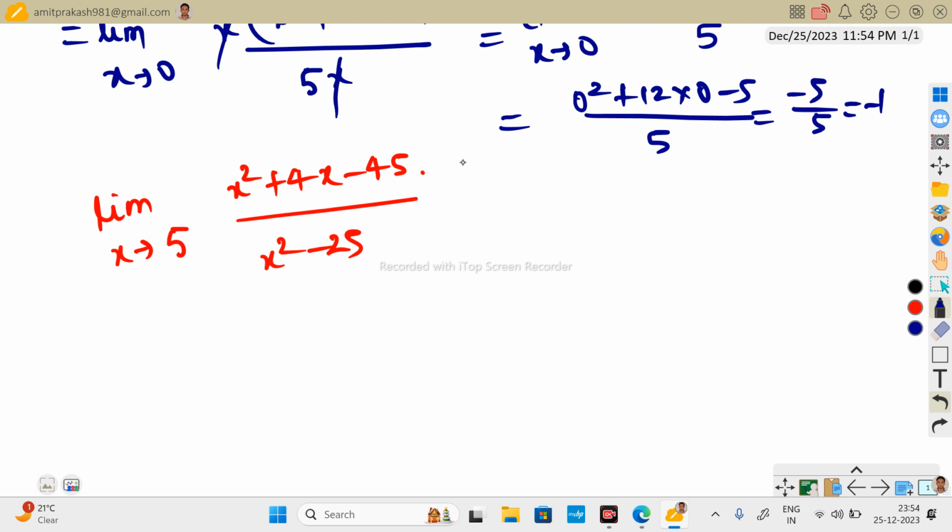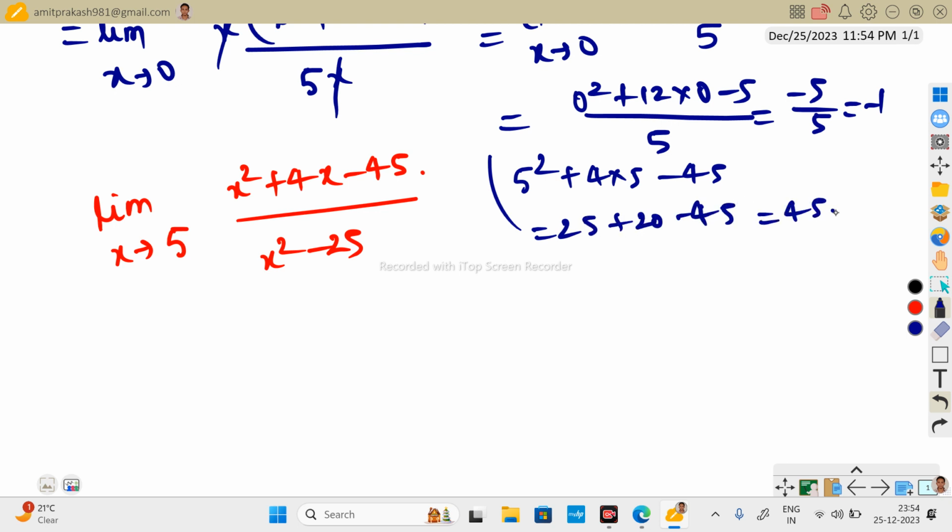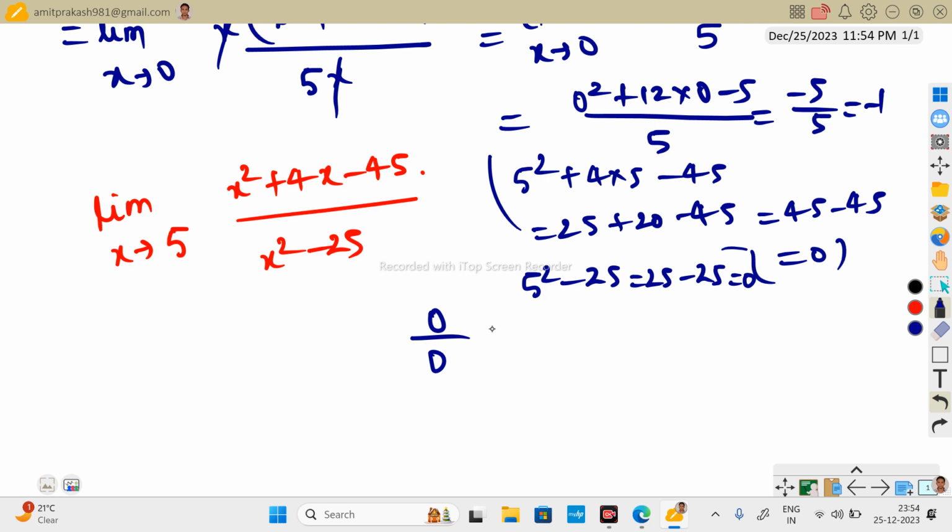We can evaluate this limit by putting the value. First of all we check whether it is in any indeterminate form, so put x equals 5 in the numerator. This becomes 5 square plus 4 into 5 minus 45, which equals 25 plus 20 minus 45, and this is 45 minus 45 equals 0. In the denominator, 5 square minus 25 is 25 minus 25, which also becomes 0. So this limit is the 0 by 0 indeterminate form.